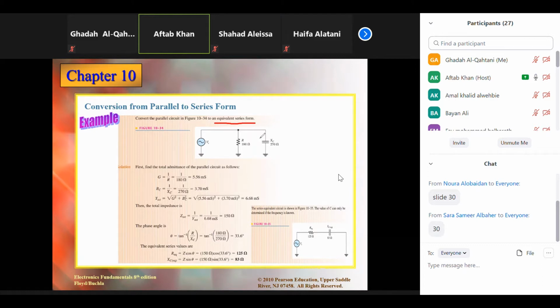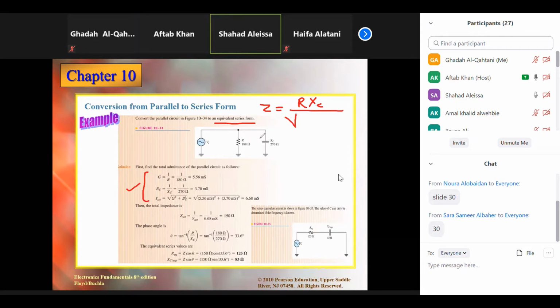There are two ways. Either you can go for these concepts which we know: calculate the conductance, then the susceptance, then the admittance, then calculate this one. Or can we directly calculate the Z for the parallel? If yes, what is the formula? Do you remember? Z is equal to R times XC over the square root of R squared plus XC squared. That's it. So it's so easy, right?